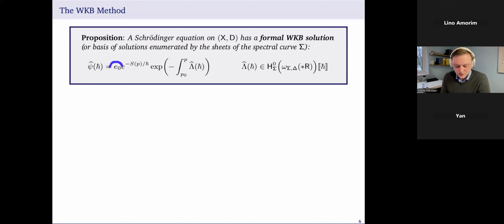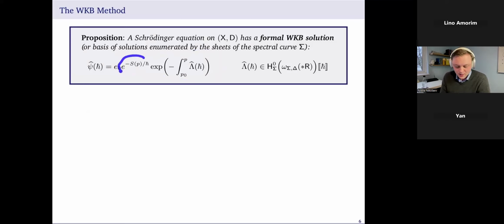I've already fixed a base point, P naught. That's part of my assumption. That base point P naught gives me a canonical local generator of the pullback anti-spin bundle. That's what I'm calling E naught. And then the rest is just a function, and that function looks like this.